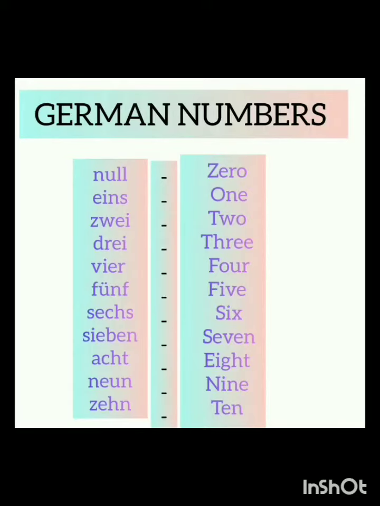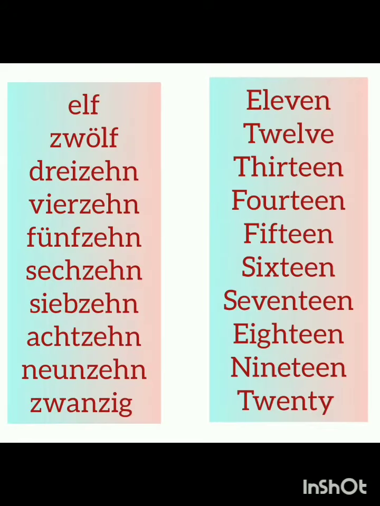Hello everyone. Today let's talk about German numbers. 0, 1, 2, 3, 4, 5, 6, 7, 8, 9, 10. 11, 12, 13, 14, 15, 16, 17, 18, 19, 20.